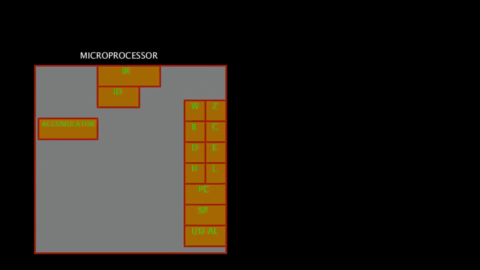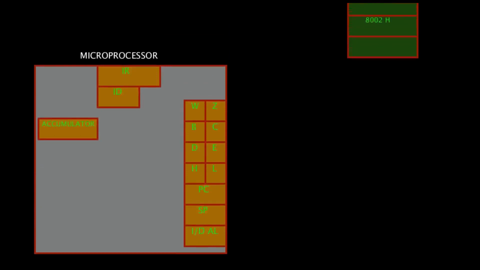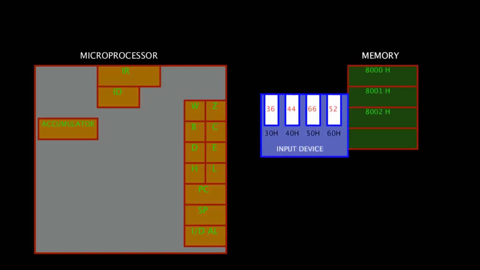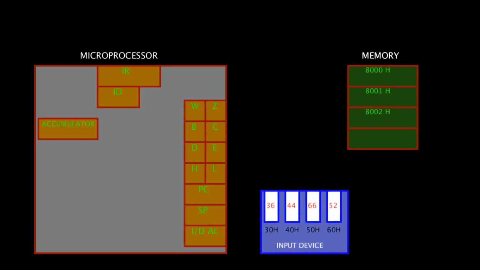And now this is our 8085 microprocessor containing all the basic units and registers. Now comes memory starting from location 8000H. And this is our input device. Let's say in the input device at location 30H we have a value 36, at location 40H we have a value 44, at location 50H we have a value 66, and at location 60H we have a value 52. And now this is our instruction IN 40H.